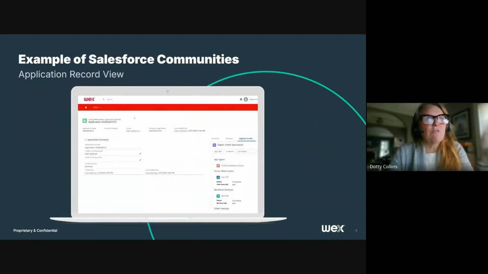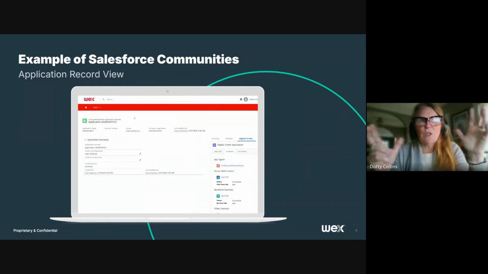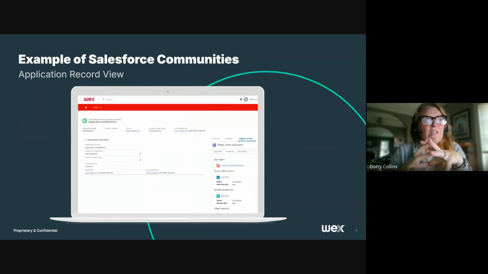So here's the actual record, and this is probably what you are really interested in, I think. Once an application is with the bank, we have the credit line here, they're asking for 12,500. You can see that information. You could see the decision that was made.